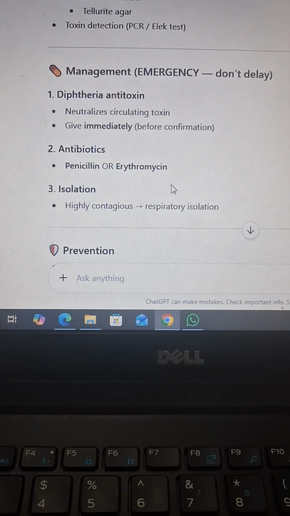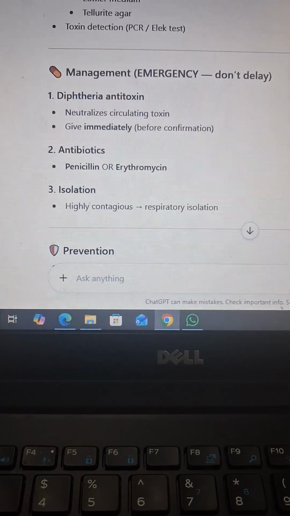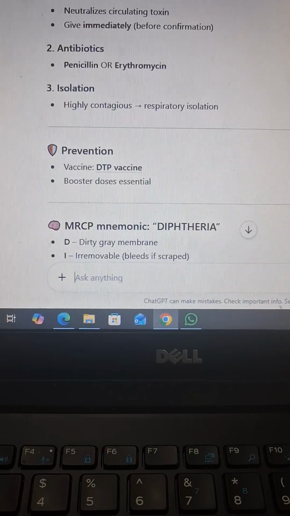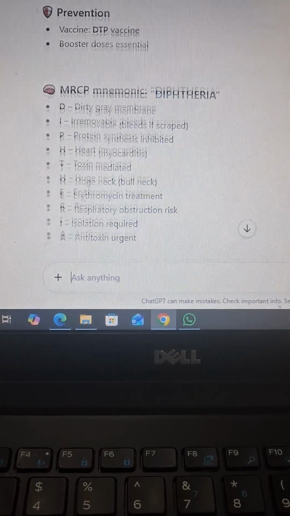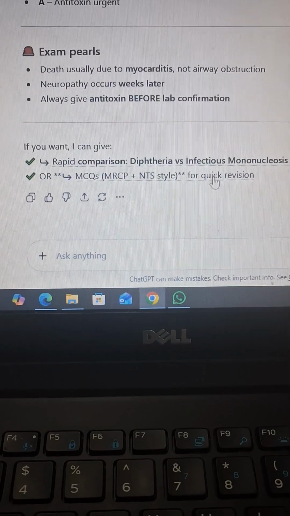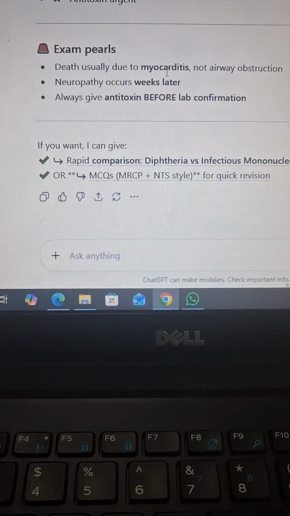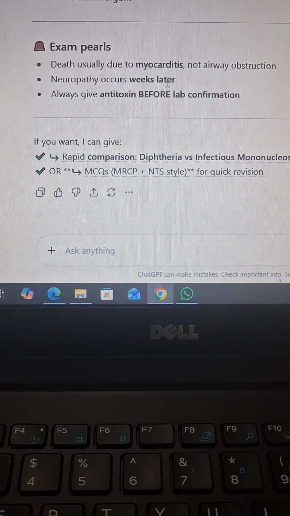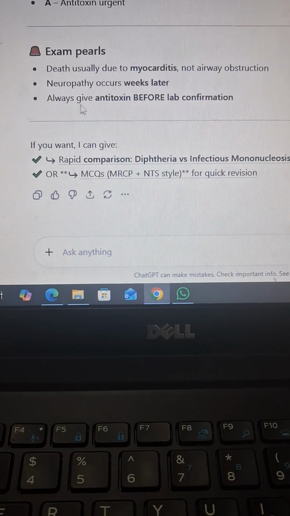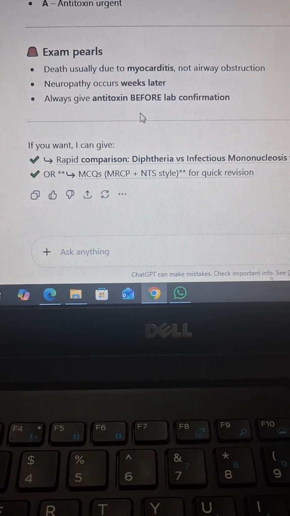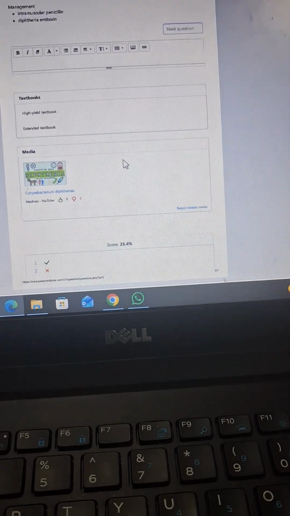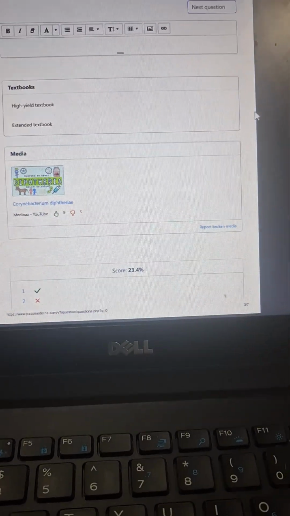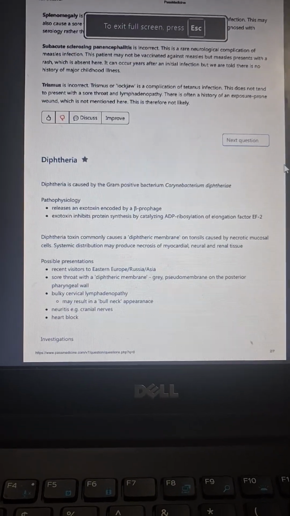Which antibiotics? Penicillin and erythromycin. All right, and isolation of course. Prevention, DPT vaccines. And here is an important question: the death is due to myocarditis. That's why heart block is an important point in diphtheria. And neuropathy occurs weeks later. And always give antitoxin before lab confirmation. So that's how we are covering all the important points of diphtheria.